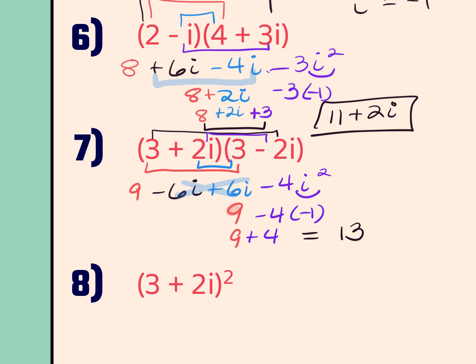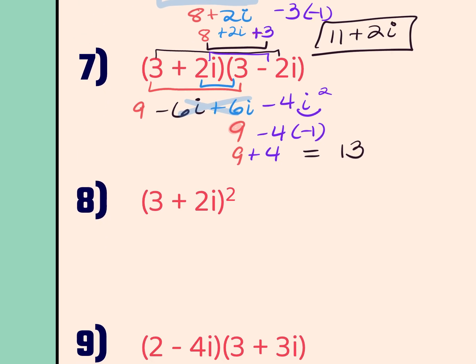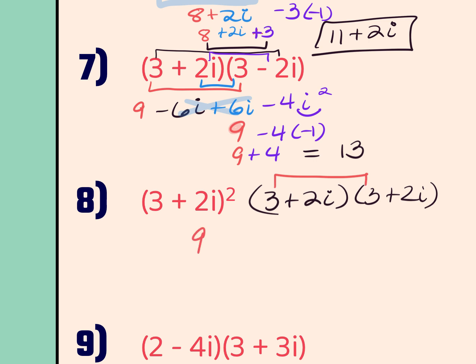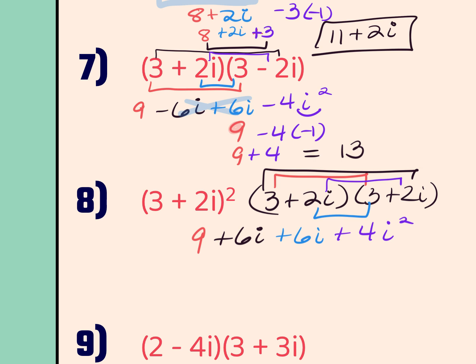Let's try number 8. Remember, when it's a binomial squared, you can't just put that exponent of 2 on the 3 and on the 2i. Remember, the easiest way to do this is to write it twice and FOIL it. So again, I'm going to multiply first. 3 times 3 is 9. Then I'm going to do the outside. 3 times positive 2i is 6i. Then the inside. 2i times 3 is positive 6i. And then finally, last, 2i times 2i is 4i squared.